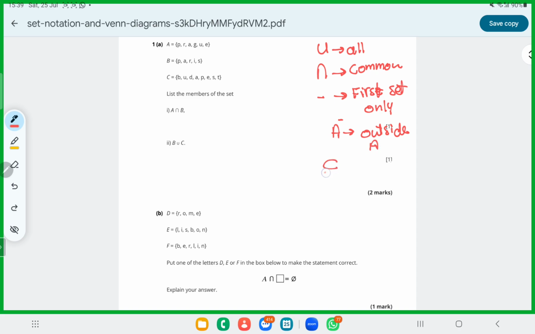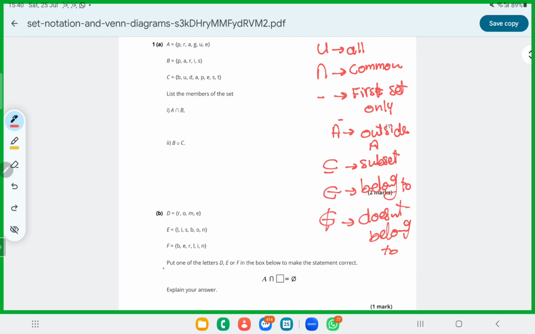And we have this sign, which means what? Which means subset. And here, belong to. And here, doesn't belong to. Okay? So if we have A intersect with B, which means what?